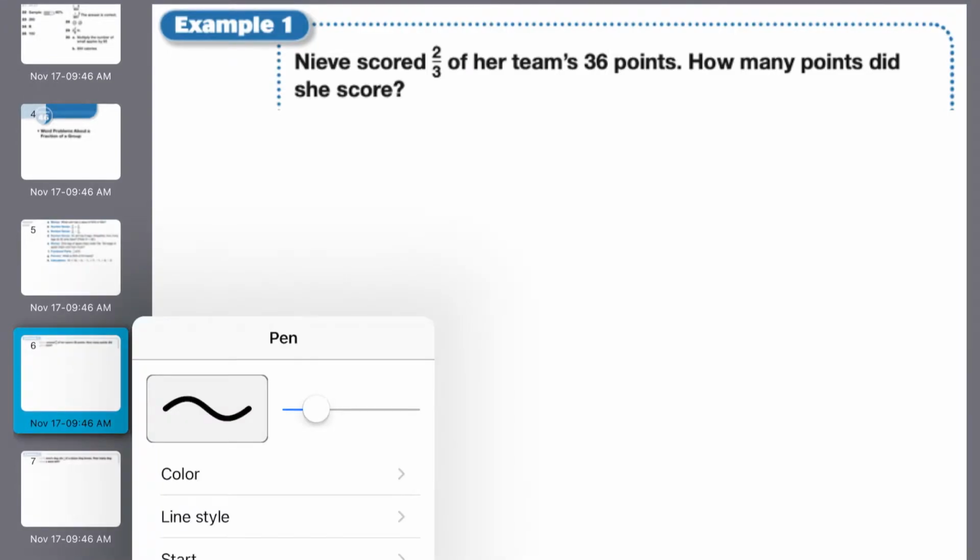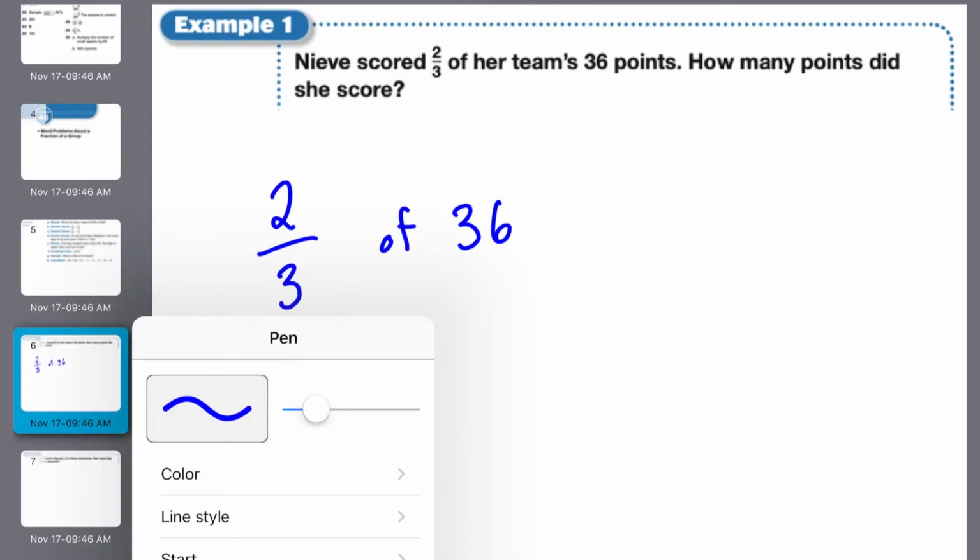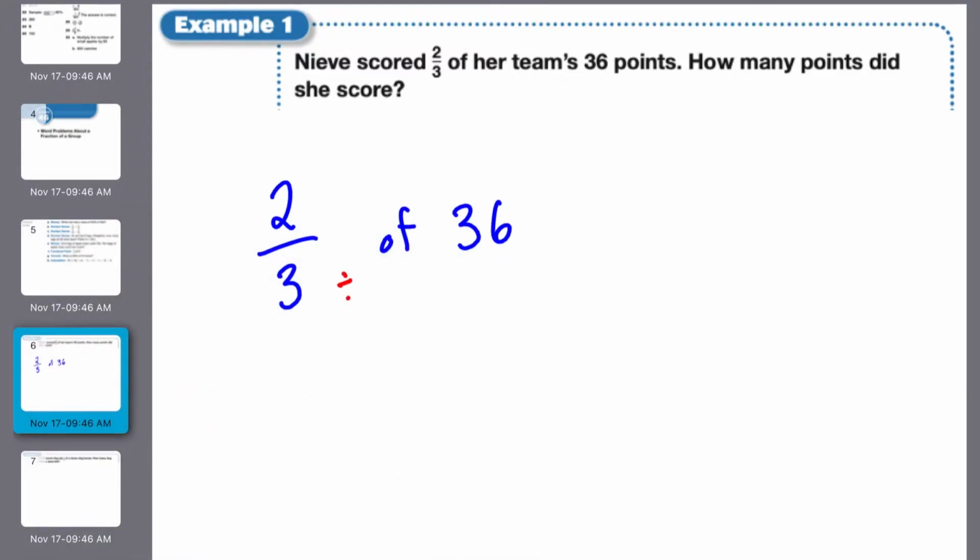So when finding a fraction of a whole group, like 2/3 of 36, what I like to do is divide by the bottom number and then multiply by the top number, and that'll give you the fraction of the group.